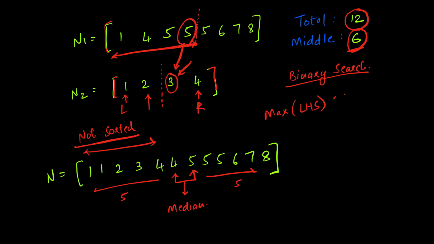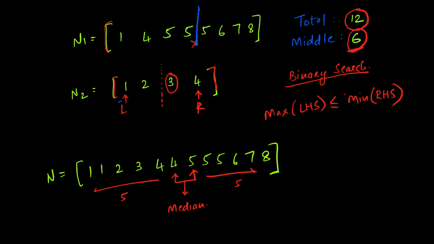The formula that we are using here is the max of LHS should always be less than or equal to min of RHS. This applies to both the arrays. The max of LHS on N1 should be less than or equal to the min of RHS on N2 and vice versa. We don't need to compare within the same array because the array is sorted. So the 5 in this case is always going to be less than or equal to the next element in N1. So we need to limit this comparison to the other array.